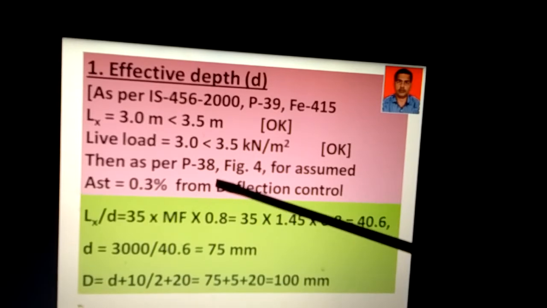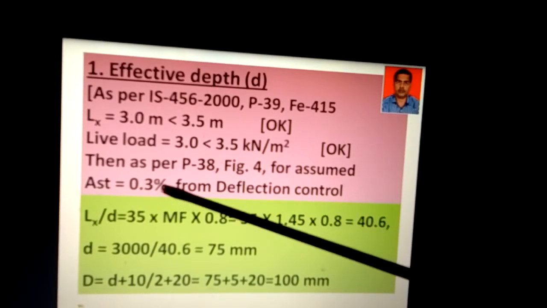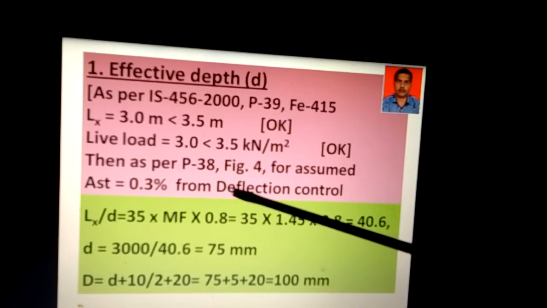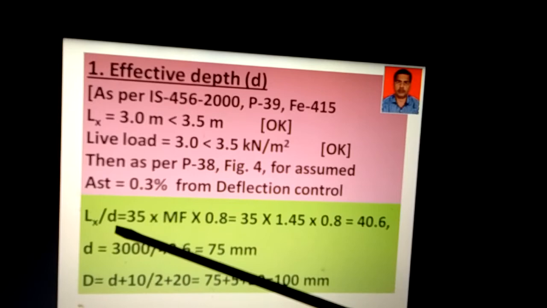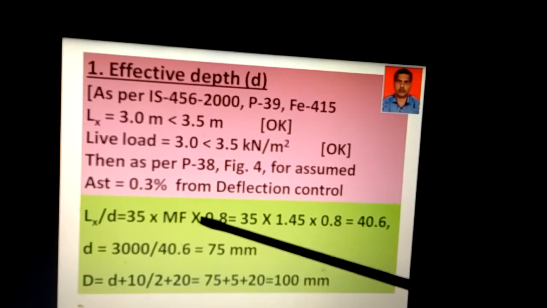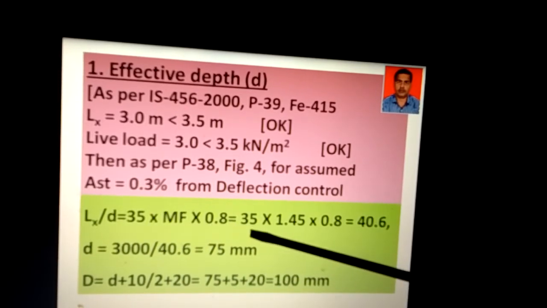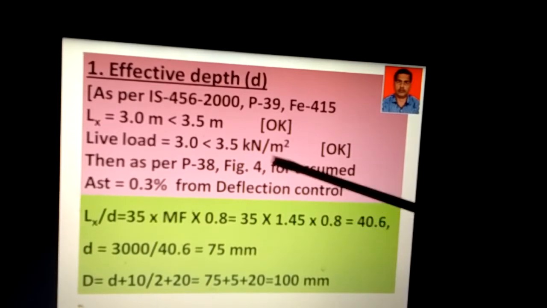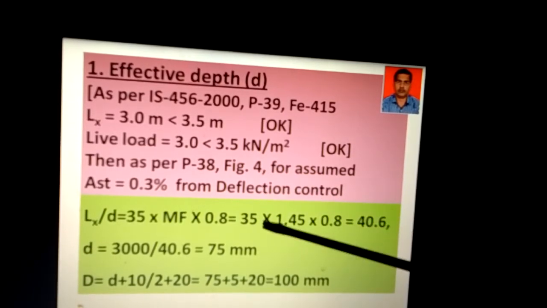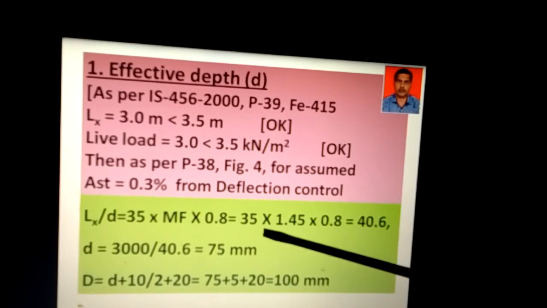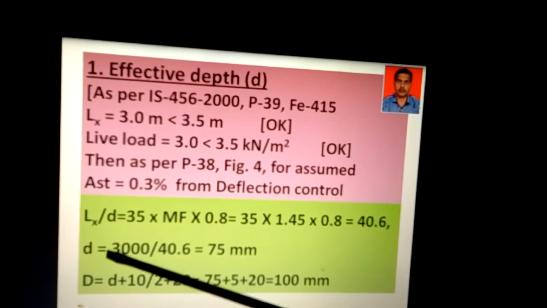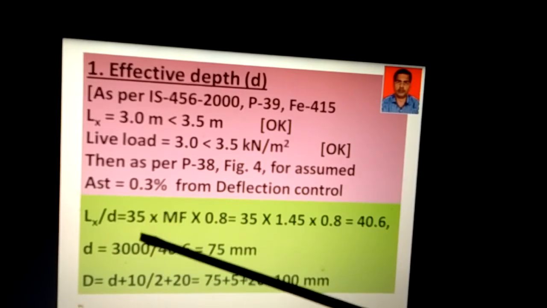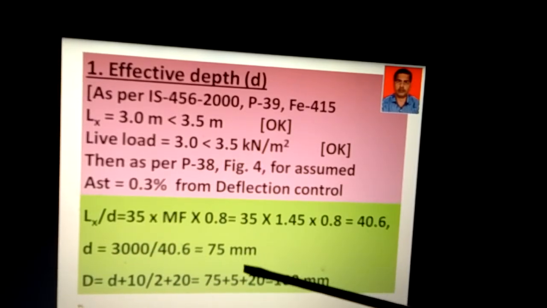Then as per page 38 figure 4, for assumed percentage of 0.3% steel as per deflection control criteria, the ratio of span to effective depth, that is Lx by d, is 35 into modification factor into 0.8. And in case of this type of percentage assumed of steel area, from figure 4 we get the modification factor 1.45. So 35 into 1.45 into 0.8 comes 40.6. So from this we can calculate small d, the effective depth value of slab, that is the Lx 3000 millimeter divided by 40.6 is 75 millimeter.